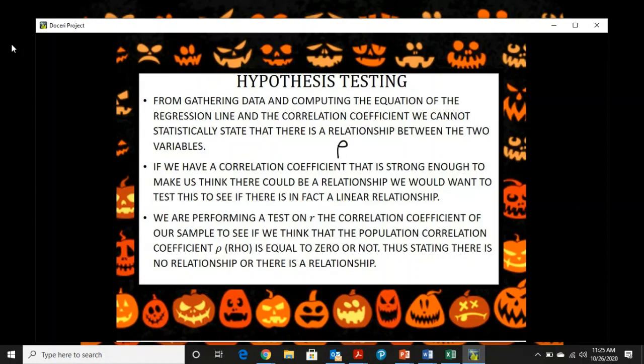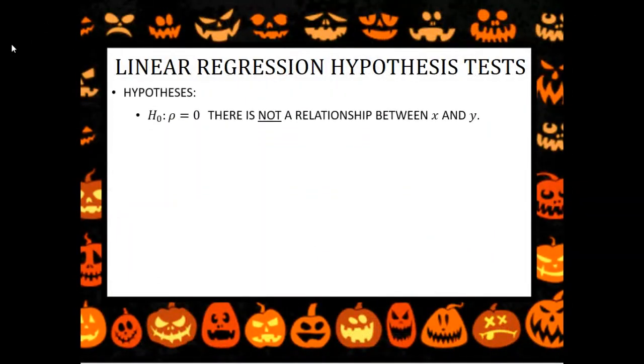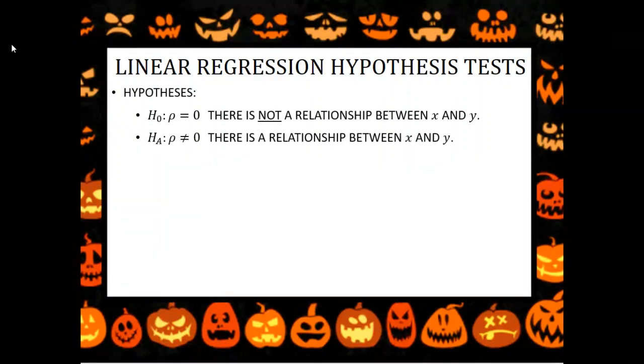So essentially what we're trying to do is determine whether there is a relationship or there's not a relationship. Our null hypothesis will always be rho is 0. There's no relationship between X and Y. Our alternative hypothesis will then be that rho is not 0. Or if you think that it's a positive relationship, you could say that rho is greater than 0. If you believe it is a negative linear relationship, then you could say rho is less than 0. So really we still have 3 possibilities for that alternative.